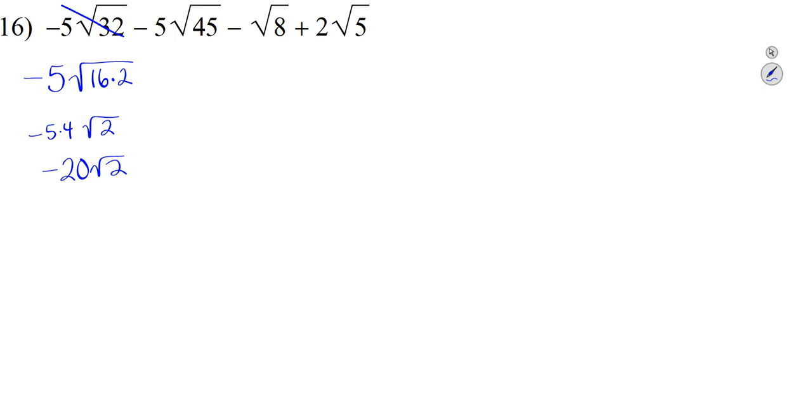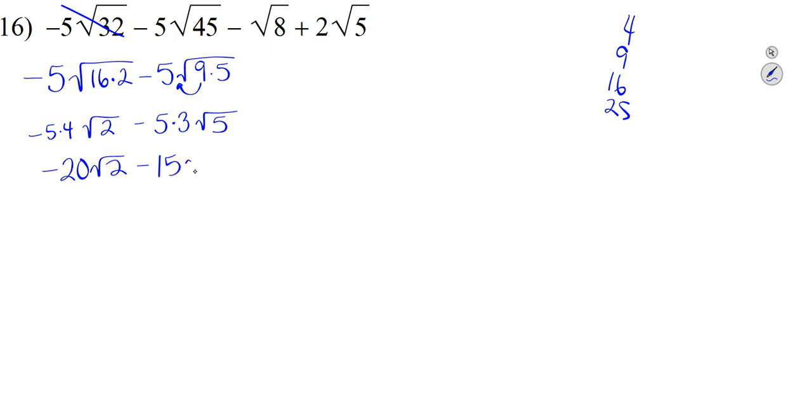Then we'll look at the square root of 45. Can I take anything out of there that's a perfect square? Let's list all our perfect squares: 4, 9, 16, 25, and I'll stop there. So 25, no. 16, no. 9, yes. 9 times 5 is 45. So minus 5, what's the square root of 9? It's 3. Square root of 5, so minus 15 square root of 5. Done.